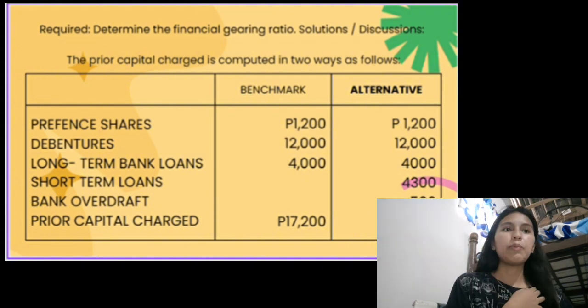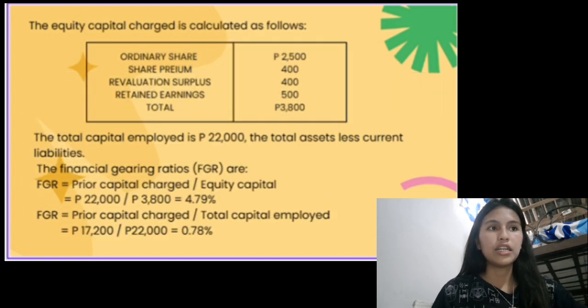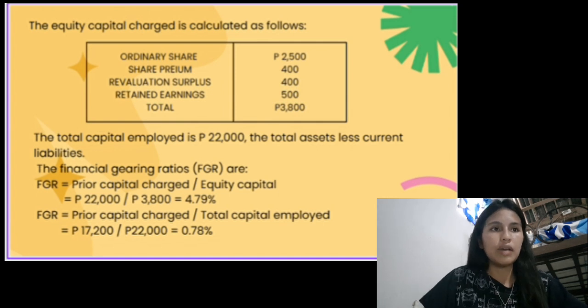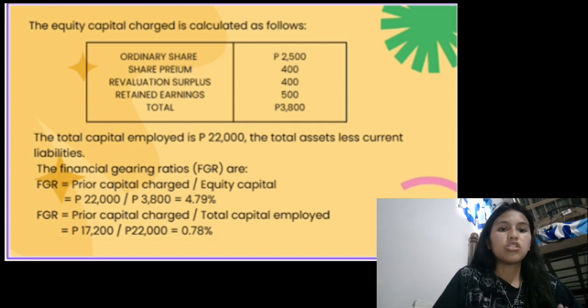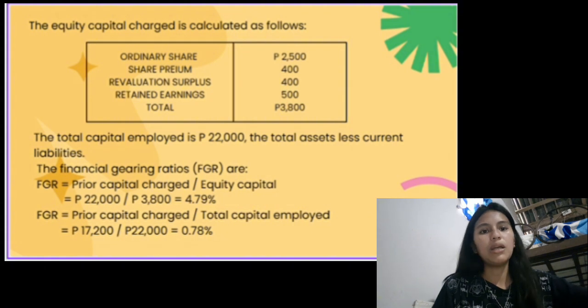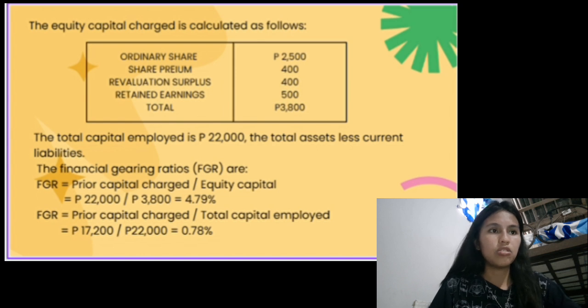So, the equity capital charge is calculated as follows. So, ito na nga yun, yung kanina, yung ordinary shares. Meron tayong ordinary shares na 2.5. Doon lang rin natin nakuha sa given. Yung share premium natin na 400. Revaluation surplus natin na 400 din. Retained earnings natin na 500. Then, yung total na 3.8. So, ito is sa given lang din natin siya nakuha. Doon sa given na pinakita ko kanina. Then, total capital employed is 22,000. The total assets less current liabilities.